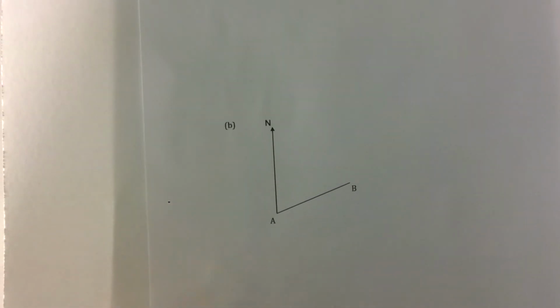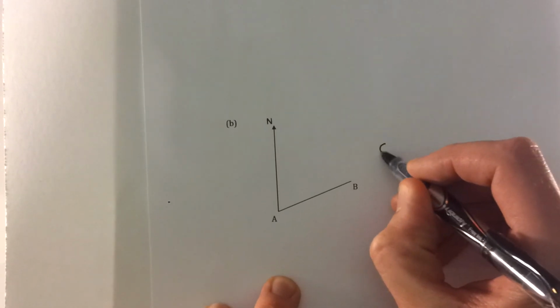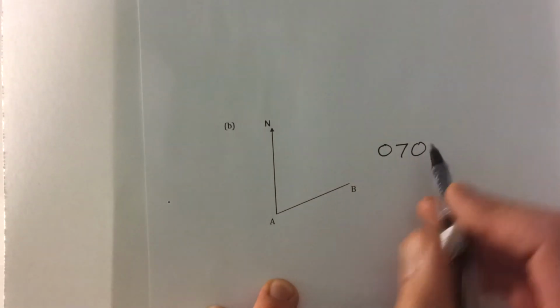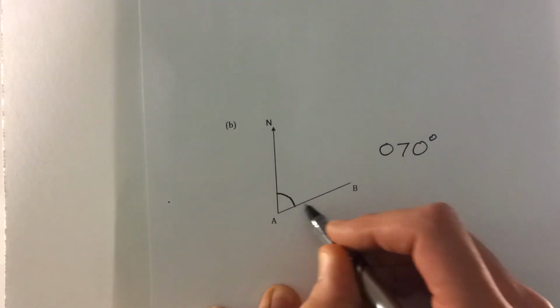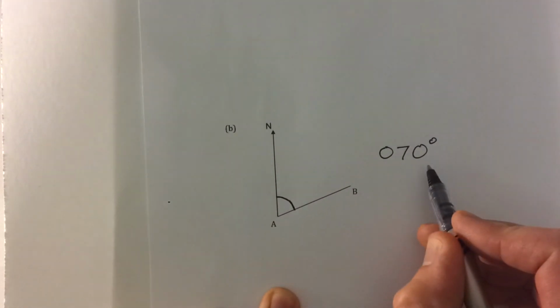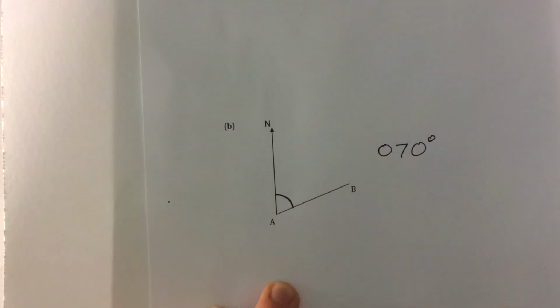However, we're not really interested in what the angle is, we're interested in what the bearing is. And the bearing always has 3 digits, so we put 0, 7, 0 degrees. So the bearing here is 070 degrees. It gives us that 3-digit bearing value that we must put in order to achieve this question.